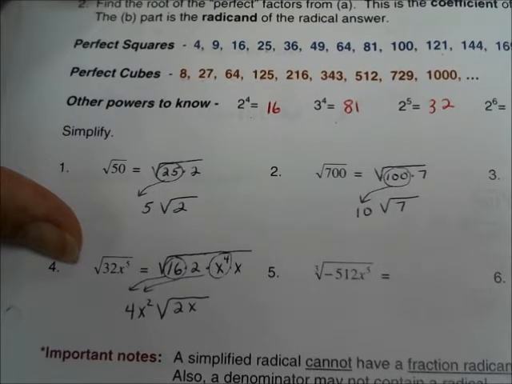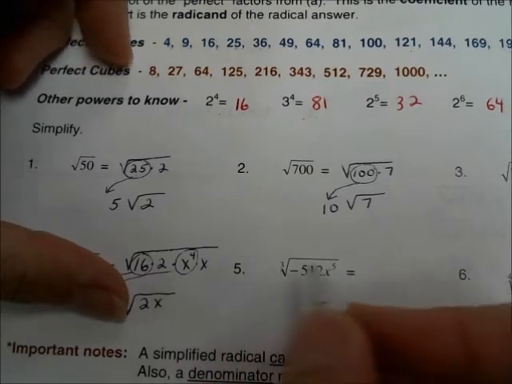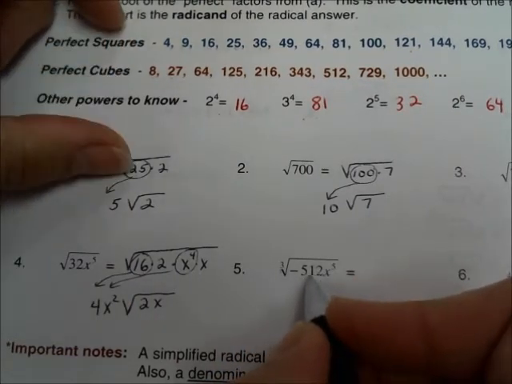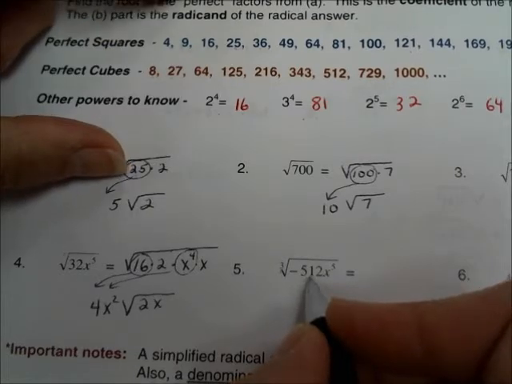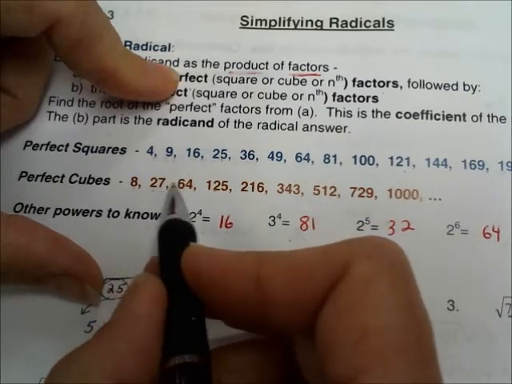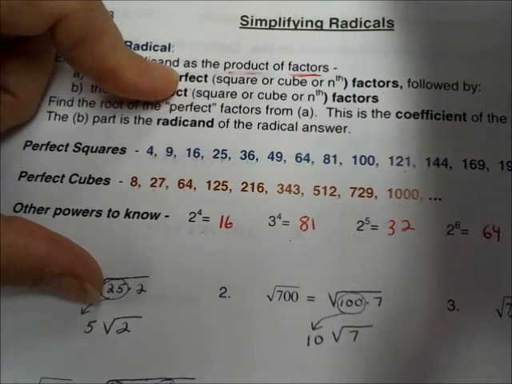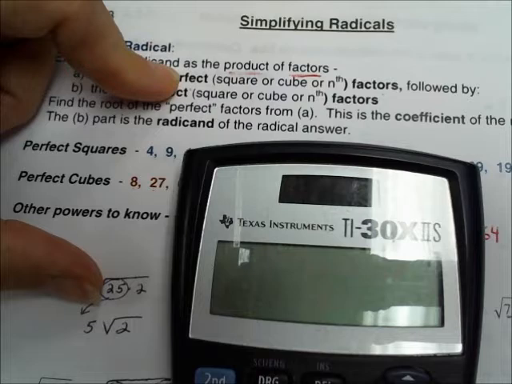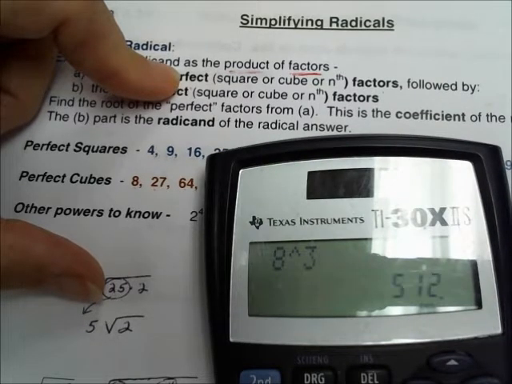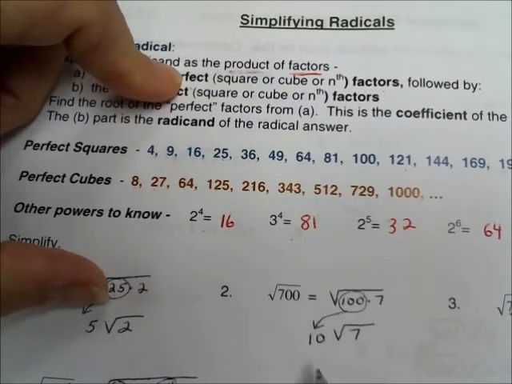The next thing we have is a cubed root. You see the little 3 in the index. That means a cubed root. So we're going to break this apart. Now 512 is on that list of perfect cubes up there. So 2 cubed, 3 cubed, 4 cubed, 5, 6, 7, 8 cubed is 512. And you can check that on your calculator if you want. 8 to the 3rd is 512. So negative 512, the cubed root would be negative 8.